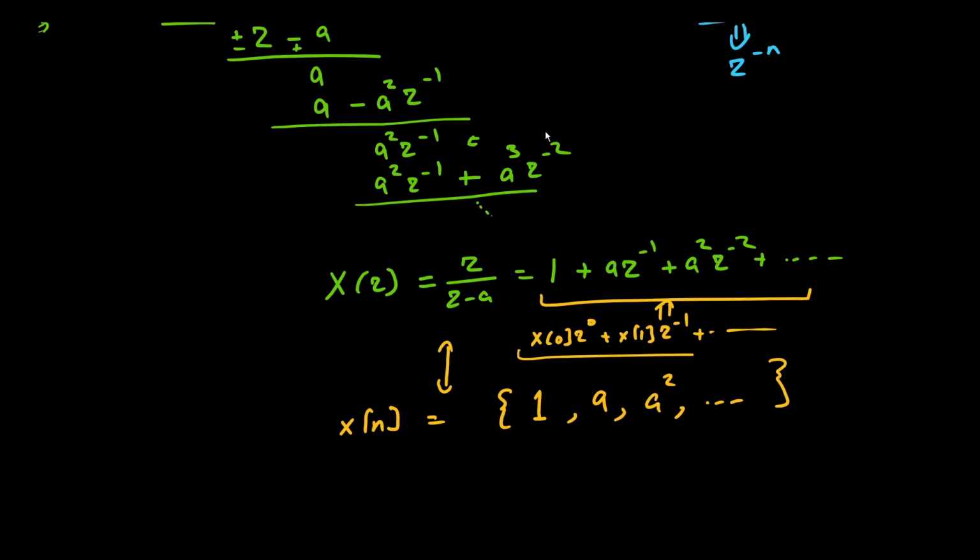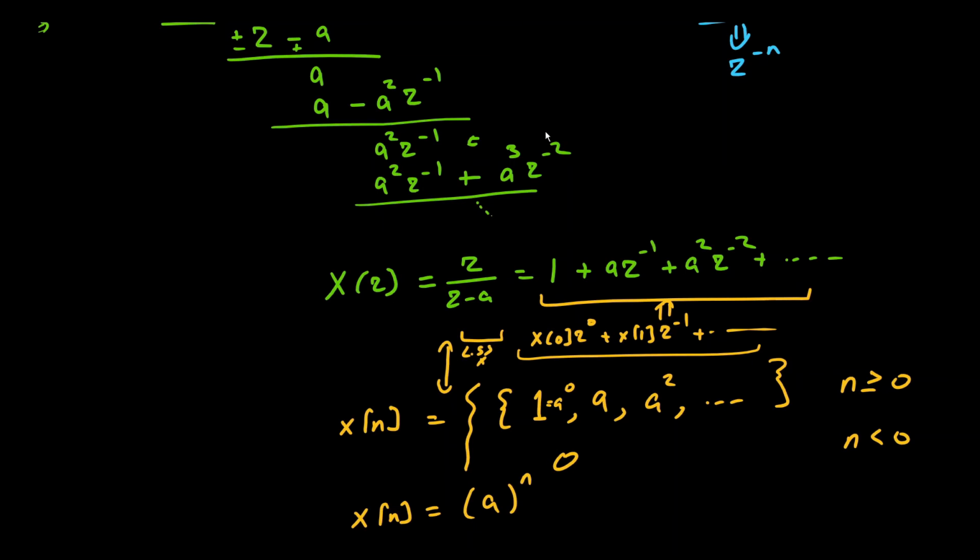So note that this is all valid when n is greater than or equal to 0, because the left-sided sequence is not there. So x of n is these values when n is greater than or equal to 0, and it is simply 0 when n is less than 0. So we can write it in a neat form. This is just simply 1, which is also equal to a to the power 0. So we can say this is simply a raised to power n, times u of n. So this is our final result.